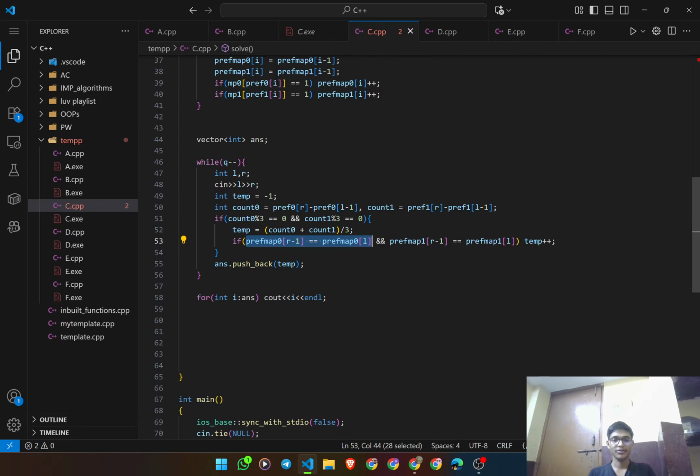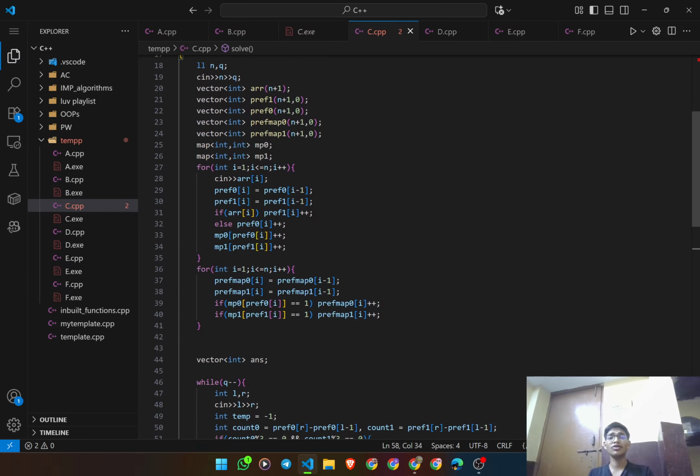So there is a consecutive one present when the prefix has only count 1. Okay, when the prefix has only count 1, the number is increasing. Okay, the consecutive numbers are present there. Okay, so this is our logic.